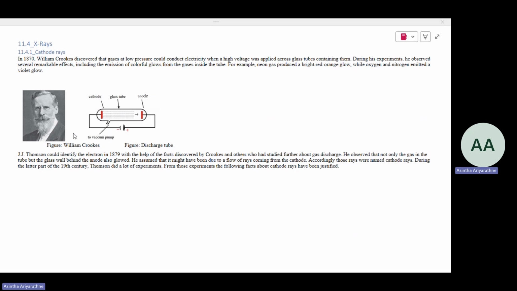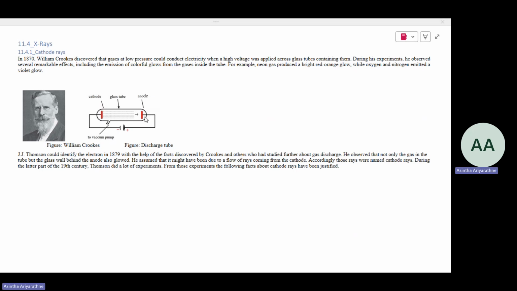The scientist William Crookes found that when it is subjected to very high voltage, some beam... Inside this tube there is some kind of gas incorporated into the glass tube, and when it is subjected to very high potential, a colorful beam is propagated towards the anode.